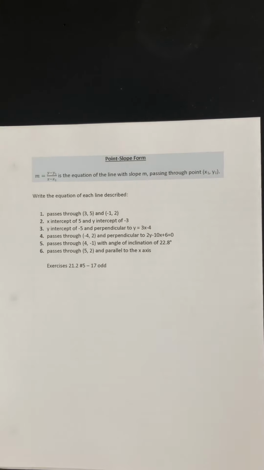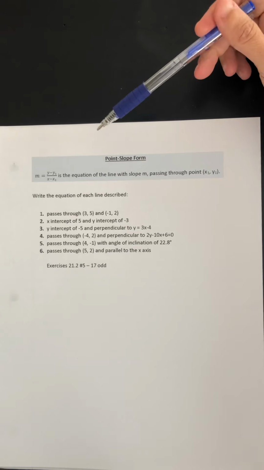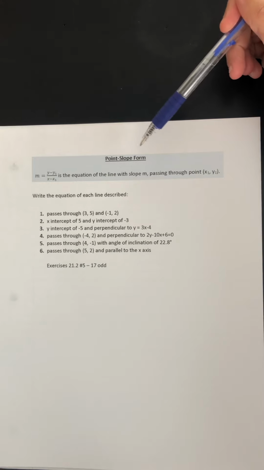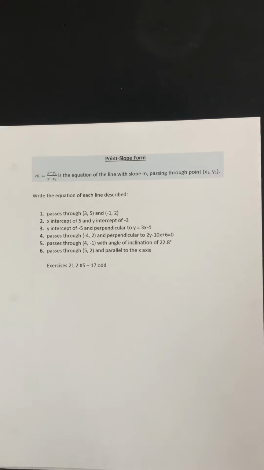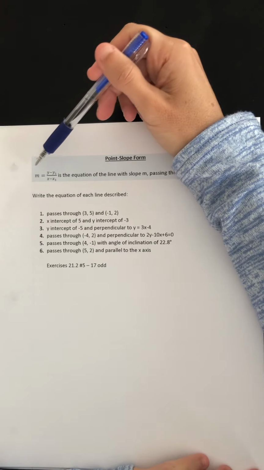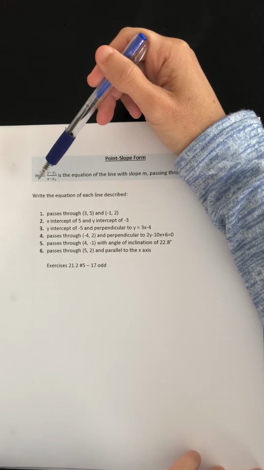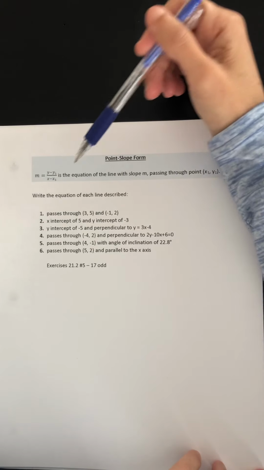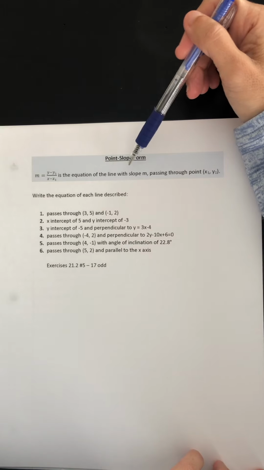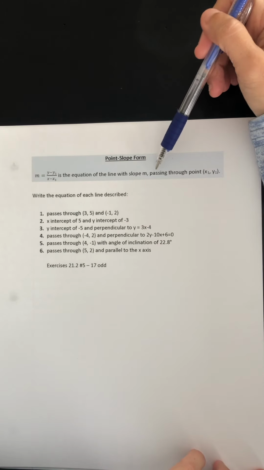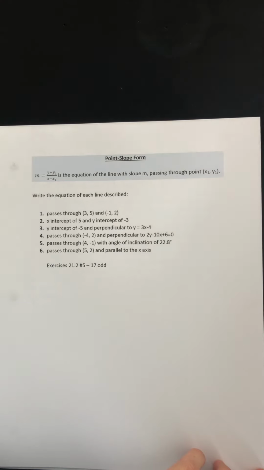All right, good afternoon. We are going to look now at finding the equation of a straight line using point slope form instead of the form y equals mx plus b that we looked at in our last lesson. So what we will use is m equals (y minus y1) over (x minus x1). This will give you the equation of the line with slope m and passing through the point x1, y1.